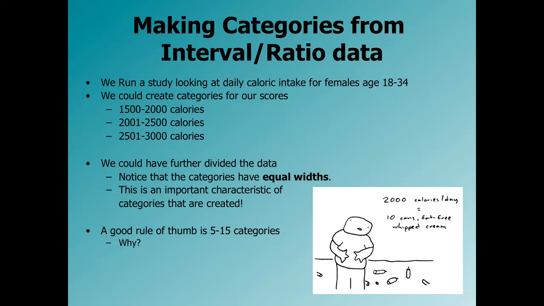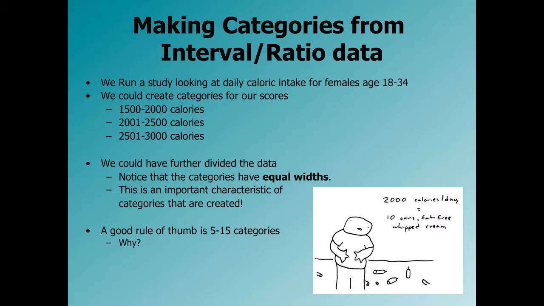One of those rules is that the width within each category needs to be the same. So in this particular case, we're going to see that the width of each category here is 500. And what do I mean by that? I mean that your lowest here, your first category, goes from 1500 calories to 2000. Here you have 2001 to 2500, and here 2501 to 3000. So you can see there's almost like a 500 calorie width in each category. So the width here is equal.